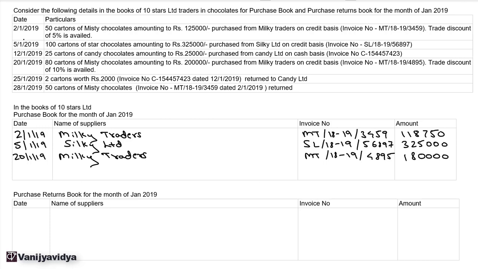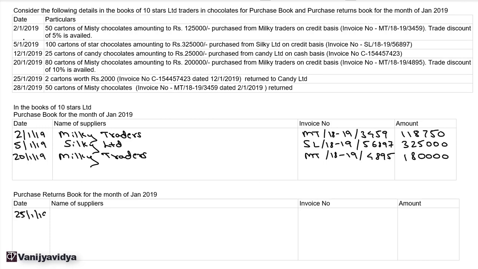Now purchase returns book will include all the purchase return entries irrespective of whether your original purchase was on cash basis or credit basis. Now here the original purchase was on the cash basis, so it must be recorded in your cash book, but this return we have to record in the purchase return book. So let's go to the purchase return book.